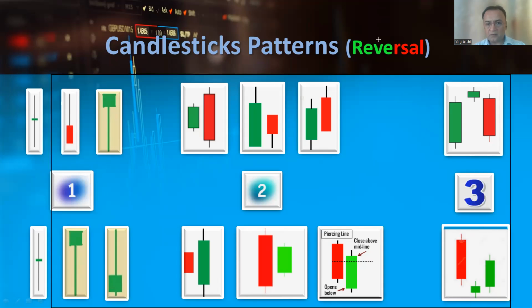But in this scenario, there is no color in the candle. In this scenario, it's a negligible color. So what does it mean? It means this is a negligible color. It is very difficult to identify the color of the candle or the color of the body.